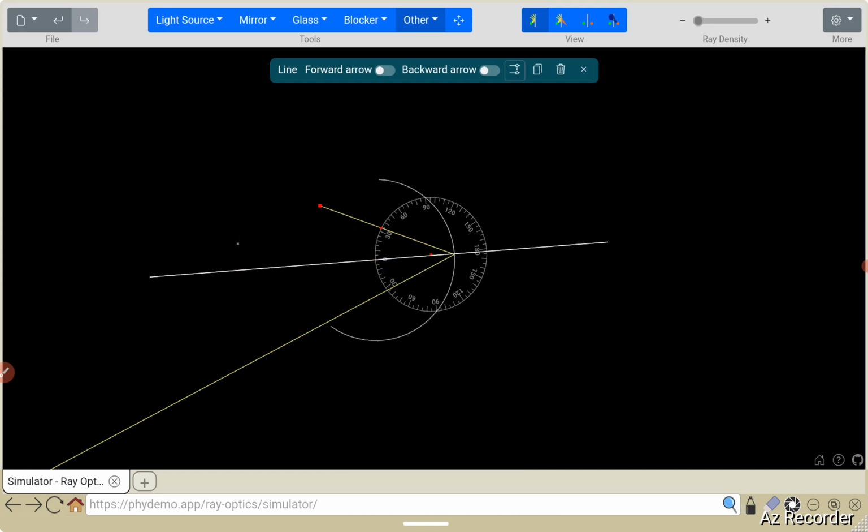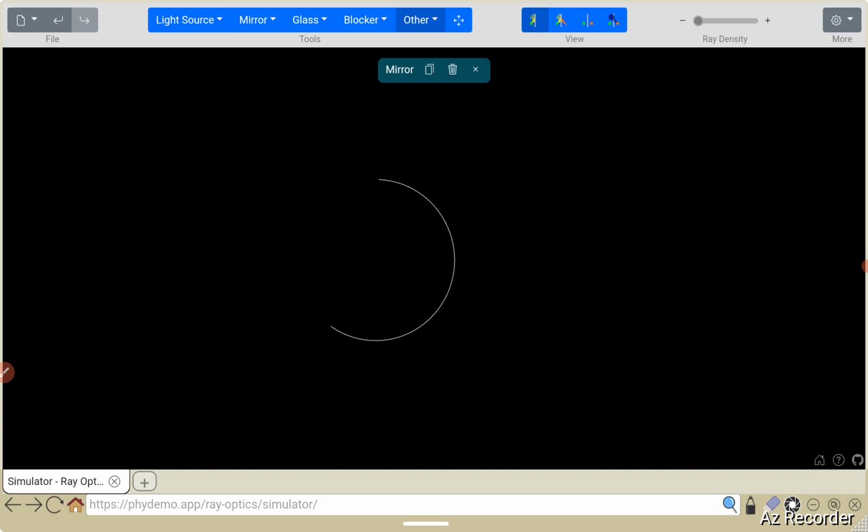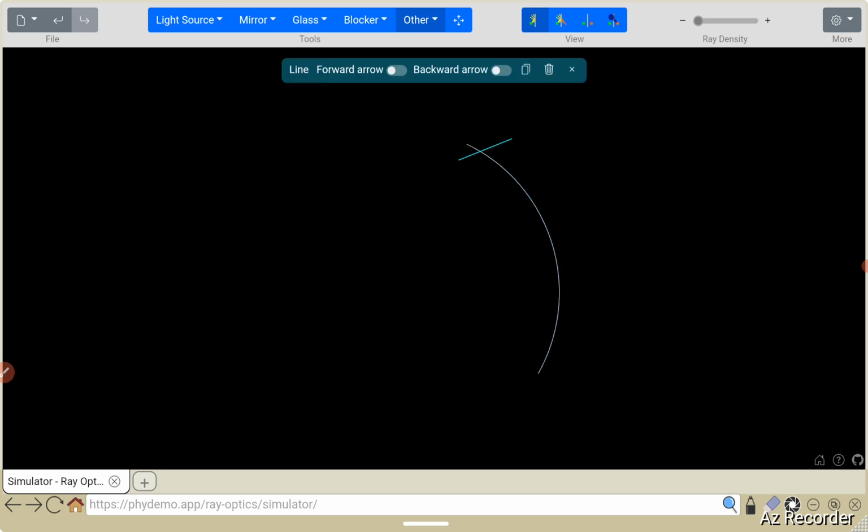Then we will do for convex mirror as well. Okay. Let me just take for convex mirror. Same ray rules. I am just changing it into convex mirror.